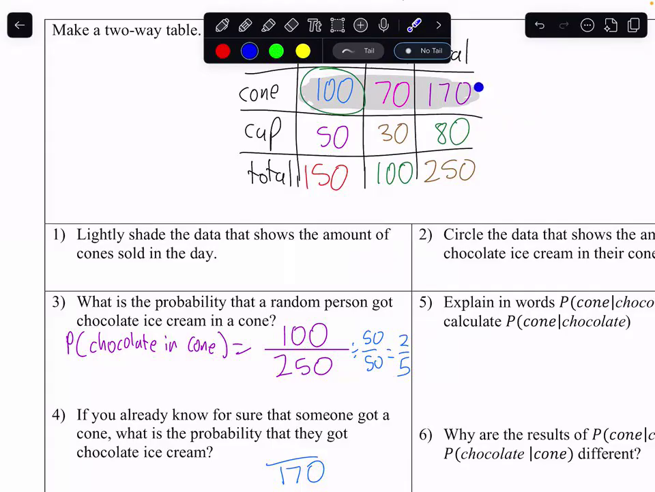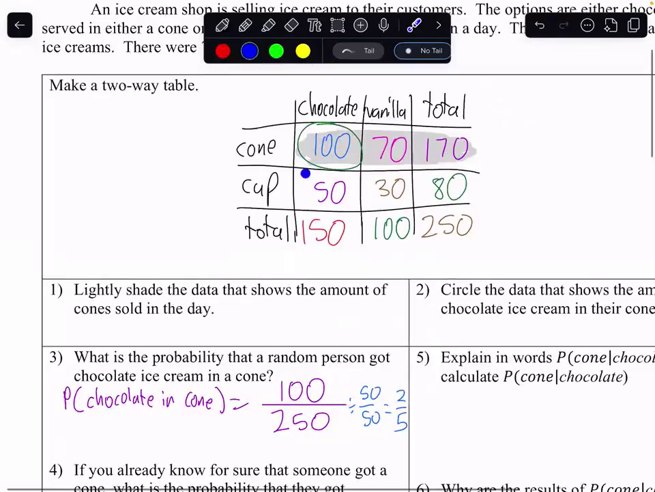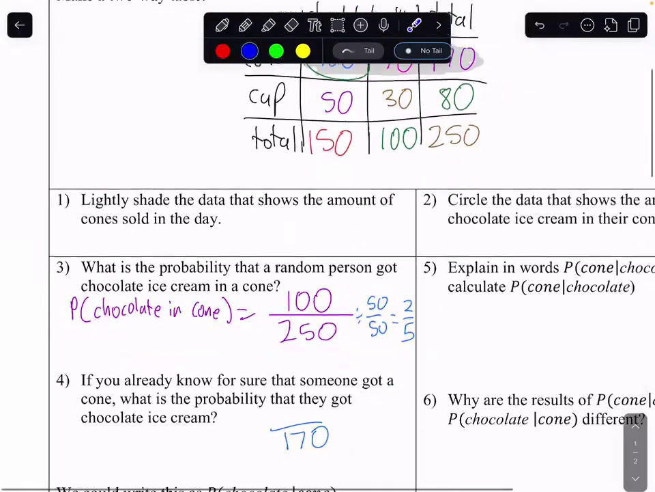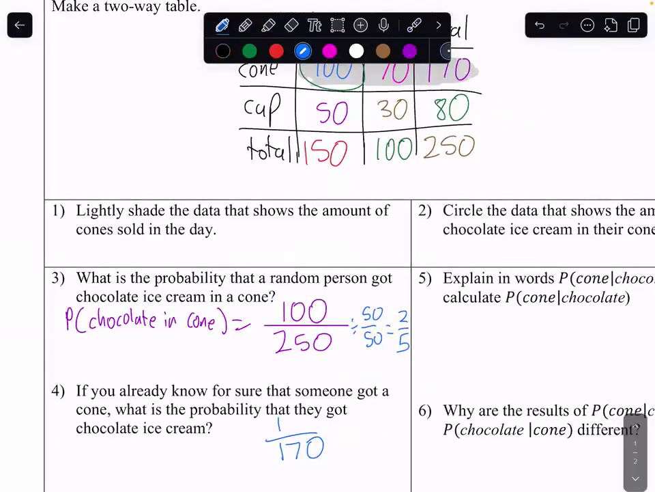Okay, so out of those 170 people, how many of them met the success criteria of chocolate ice cream? Still 100 of them. Okay, so 100 out of 170, which reduces to 10 over 17.